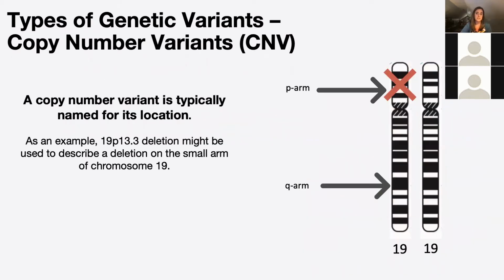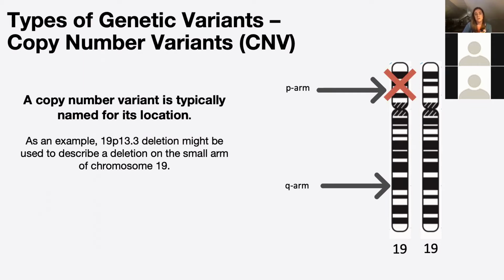Copy number variants are typically named for their location along those chromosomes. You might see on our report something about a 19p13.3 deletion, and this really just tells us what piece of genetic material is missing. In an individual that has that on their report, this means that they have a missing piece of material on one of their 19th chromosomes.